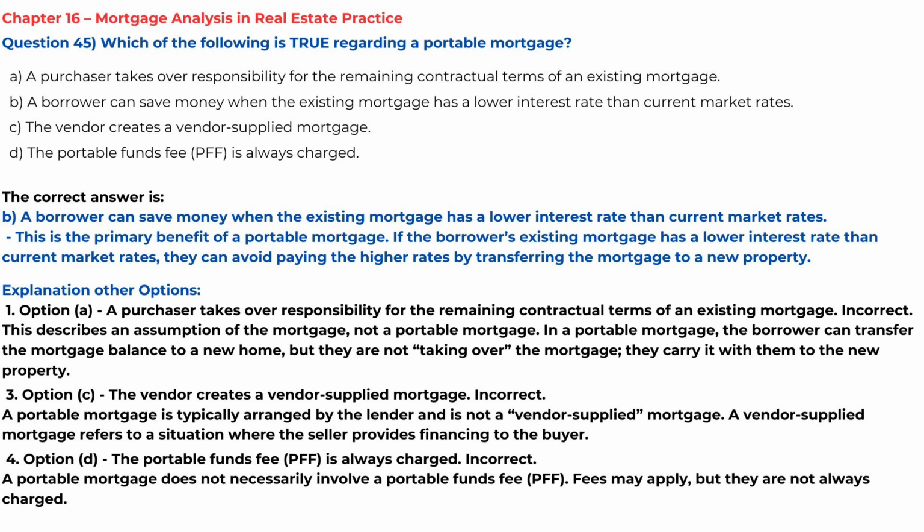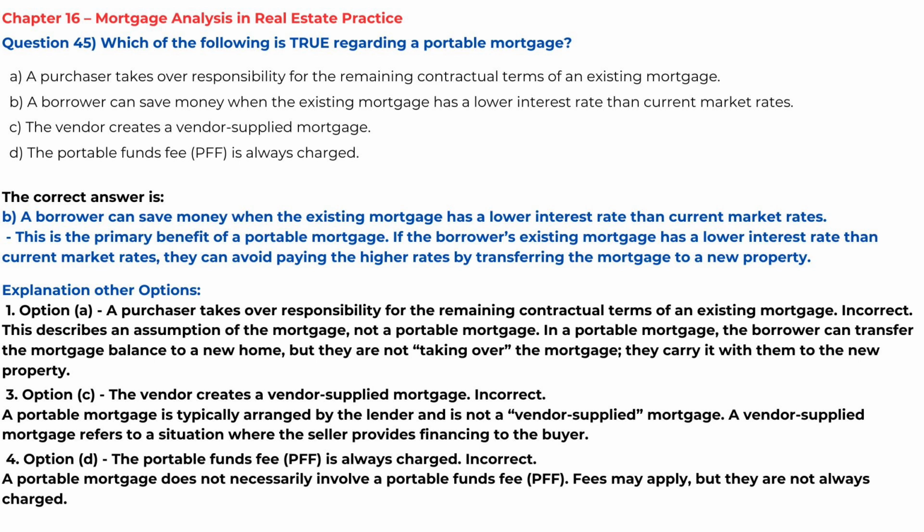Question 45. Which of the following is true regarding a portable mortgage? The correct answer is B. A borrower can save money when the existing mortgage has a lower interest rate than current market rates. This is the primary benefit of a portable mortgage. If the borrower's existing mortgage has a lower interest rate than current market rates, they can avoid paying the higher rates by transferring the mortgage to a new property.